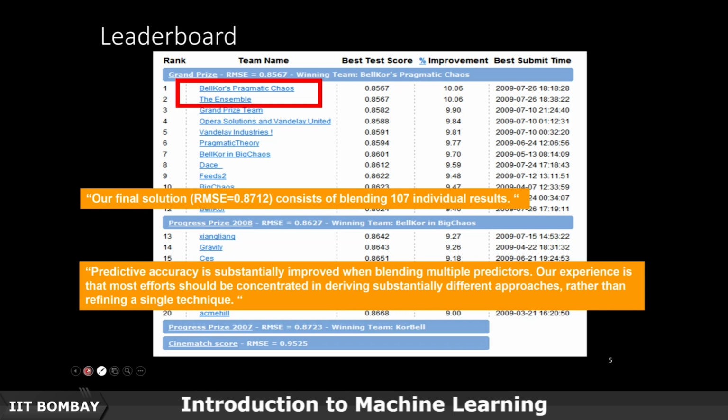You can also see in many leaderboards for famous machine learning competitions that the top few models are usually combination of models. Here, for example, the number 2 entry itself, they name their entry as the ensemble. Ensemble is a specific combination of different models.